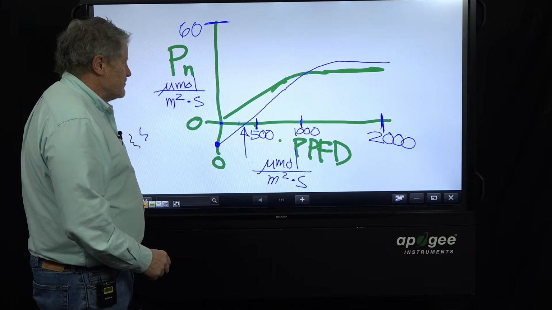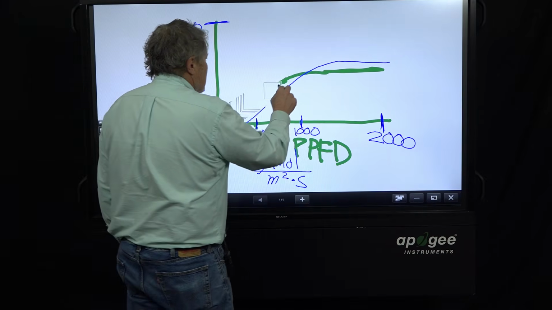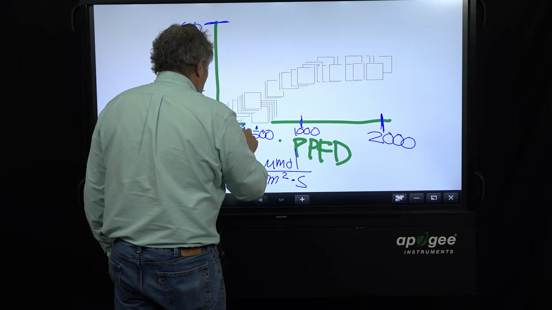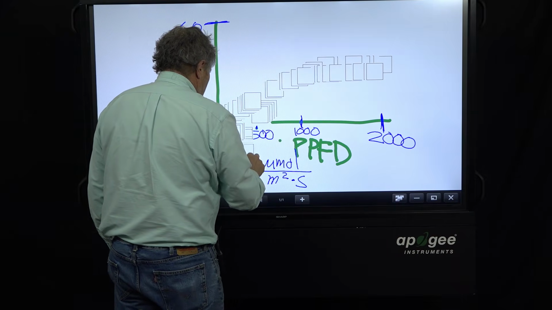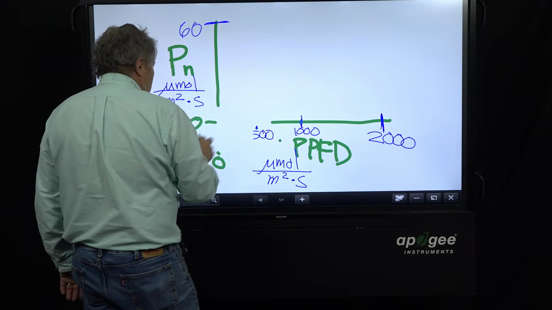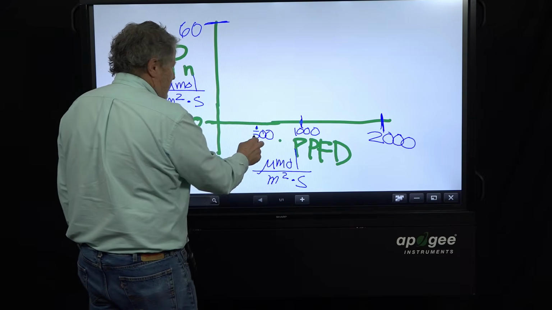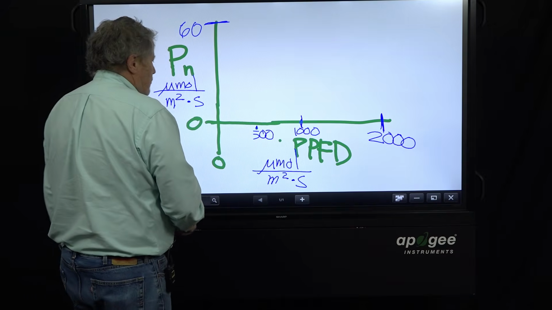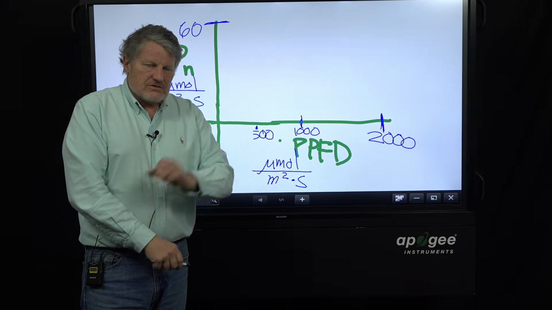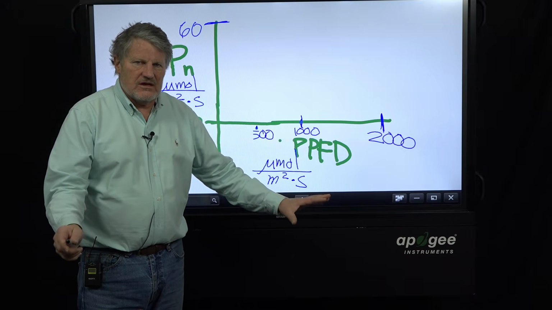But let me see if I can erase these lines, and I'm going to draw 2 lines on here. Let's go back to green. We're going to fill this back in. Here's our green. There's 500. Now let's go to blue. If we did these measurements for lettuce, lettuce is a widely grown crop, very widely studied.